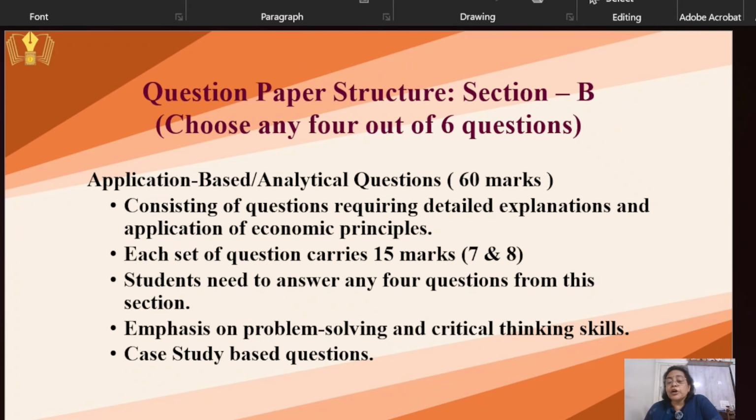Now, question paper structure section B. You remember that over here you are going to get some options. You have to choose any 4 out of 6 questions. And this section has 60 marks. Application based questions or analytical questions you will be getting, consisting of questions requiring detailed explanations and application of economic principles. Remember, each set of question carries 15 marks, that is, one part will be of 7 marks and the other part will be of 8 marks.